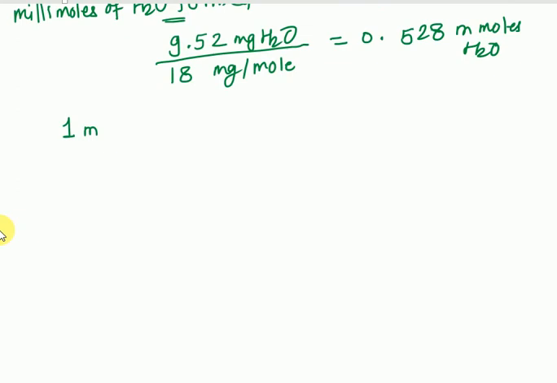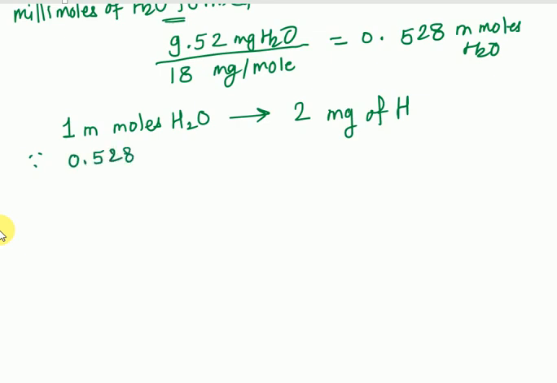So, how many milligrams of hydrogen will be there? Do the cross multiplication. 0.528 into 2 upon 1 is equal to dash milligrams of hydrogen, and it comes to 1.06 milligrams of hydrogen in the original sample.